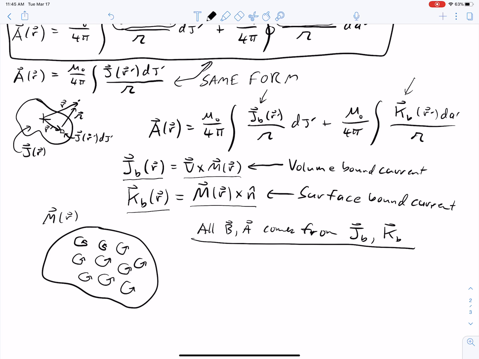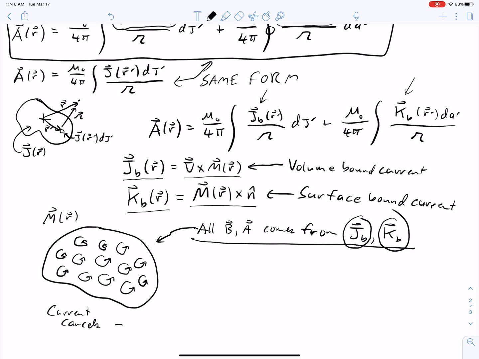So we can think of all the magnetic field behavior of this magnetic material as encoded in the volume bound current and the surface bound current, and that makes sense geometrically. If I have a material with magnetization in it, all these little current loops, then it makes sense that inside, the current cancels.